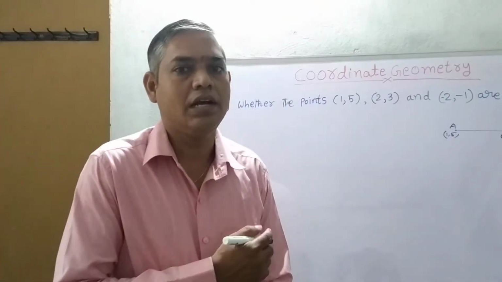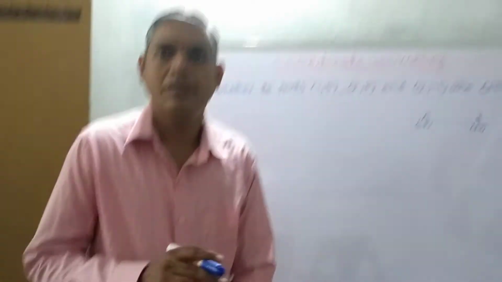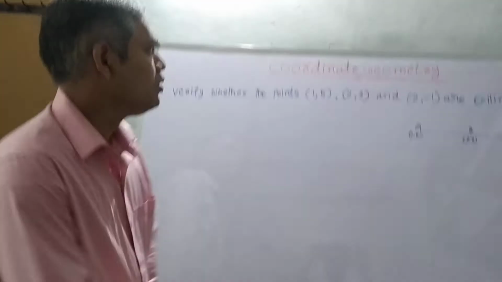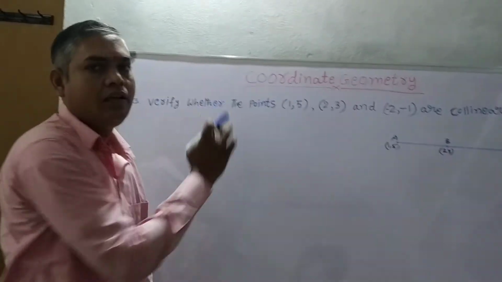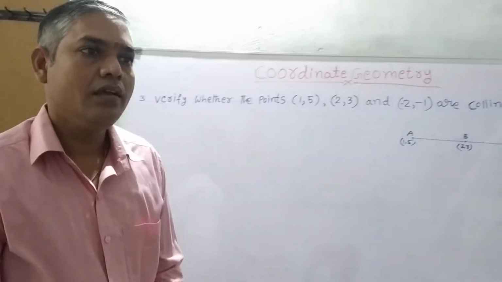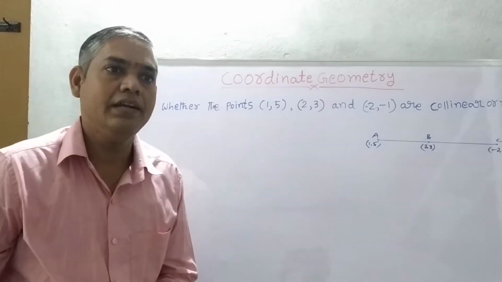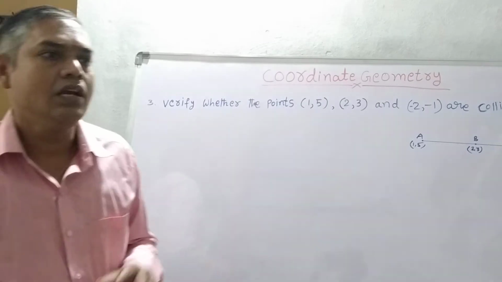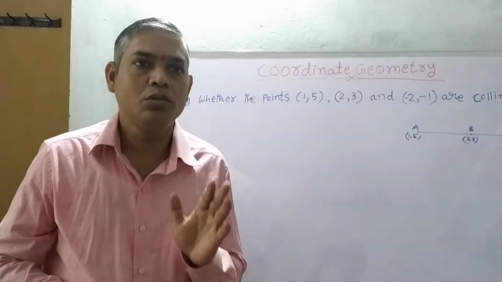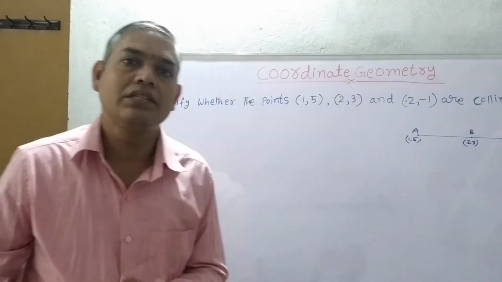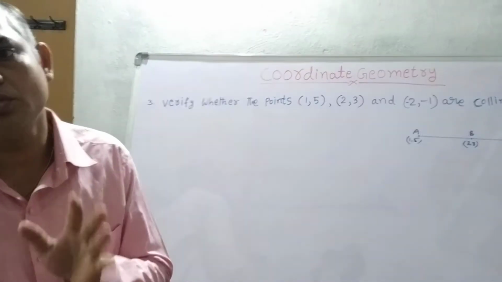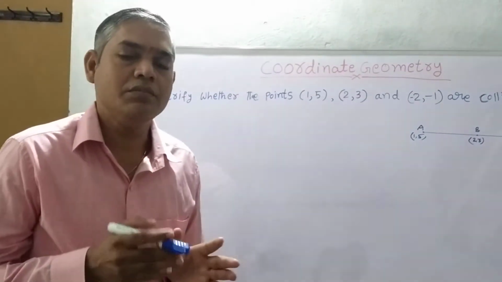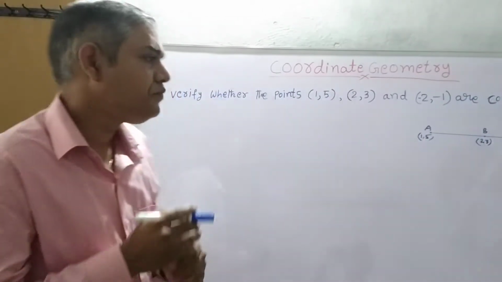We are going to start paper number 1, chapter number 7, coordinate geometry, class number 2. In the previous class, we studied the formula for the distance between 2 points, that is under root x2 minus x1 whole square plus y2 minus y1 whole square. That is the formula of distance between 2 points.